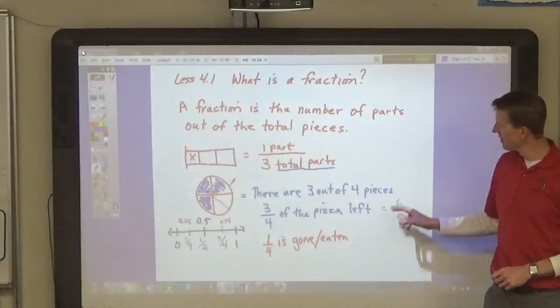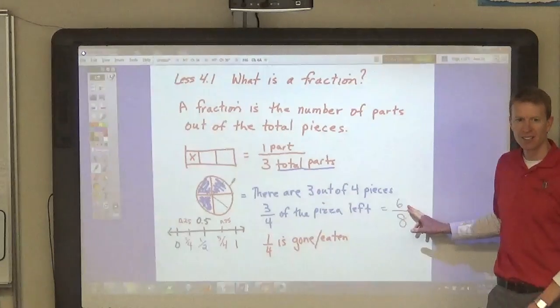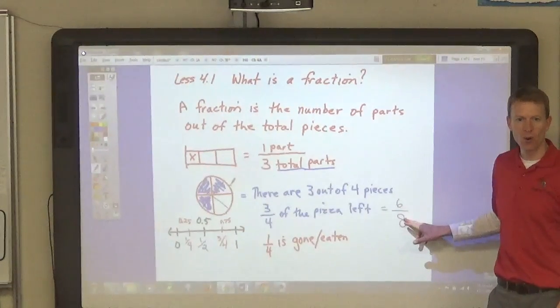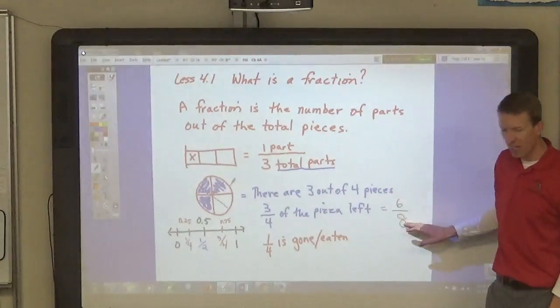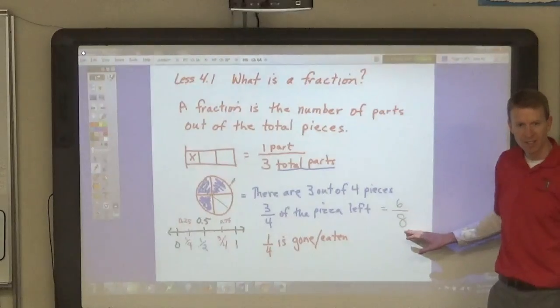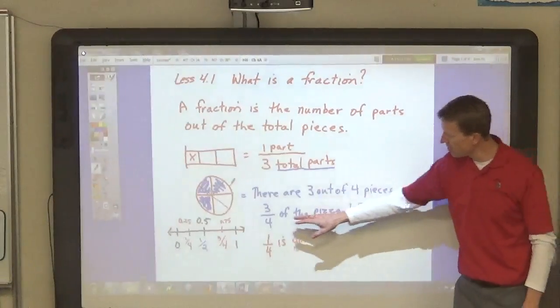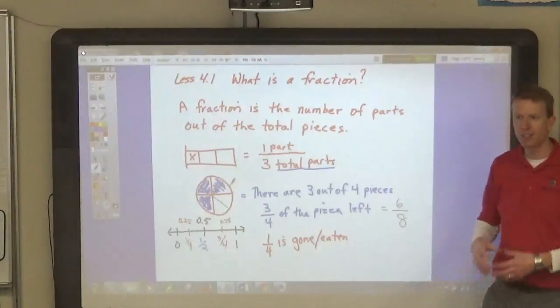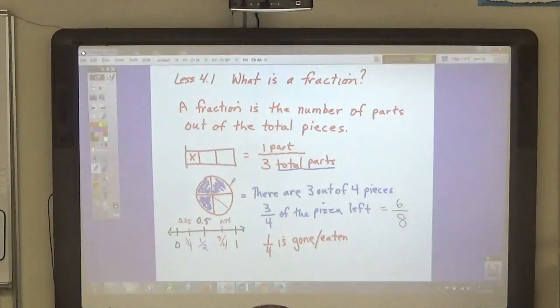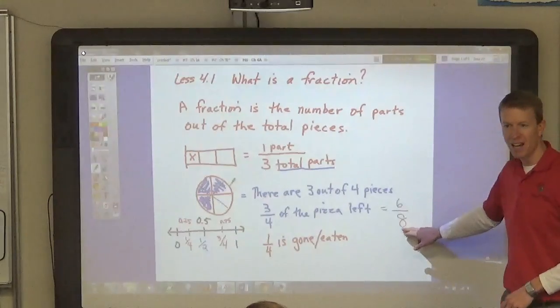We have 6 pieces, but it's not 6 out of 4. It's not 6/4. They're not the same size. It's 6 out of 8. So this is showing you that the pieces are now smaller. We multiplied the numerator by 2, but we didn't make more because we also multiplied the denominator by 2.